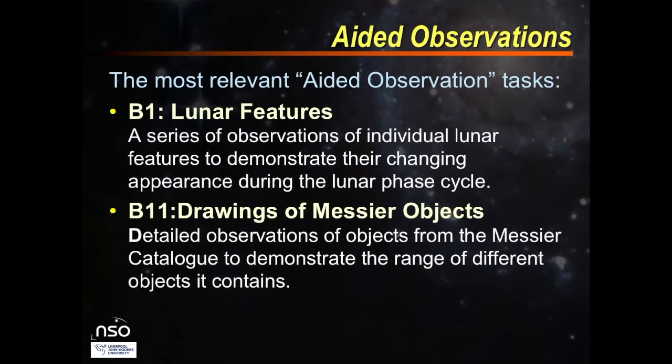Once your students have their accounts, you then have to decide which of the tasks that Edexcel have set up are relevant. This is obviously the aided observations. The unaided observations are not appropriate for robotic telescopes. And having looked through the possibilities, we decided that there were 2 that were particularly suitable for robotic telescopes. So there's B1, looking at lunar features, and B11, drawings of Messier objects.